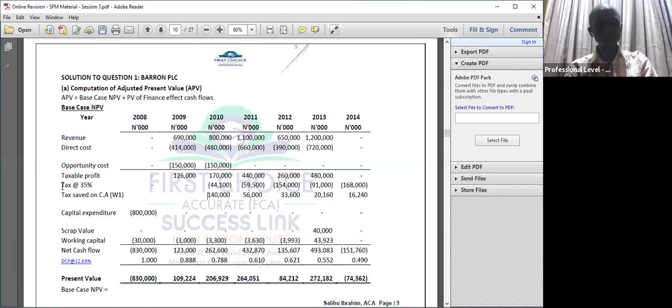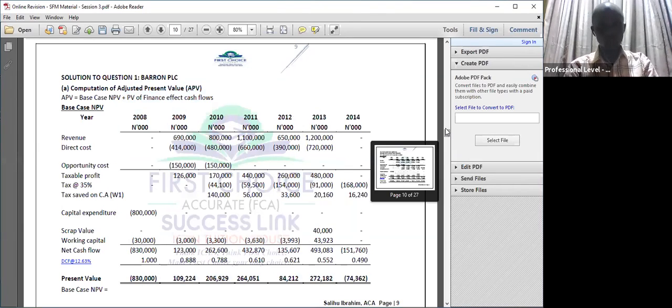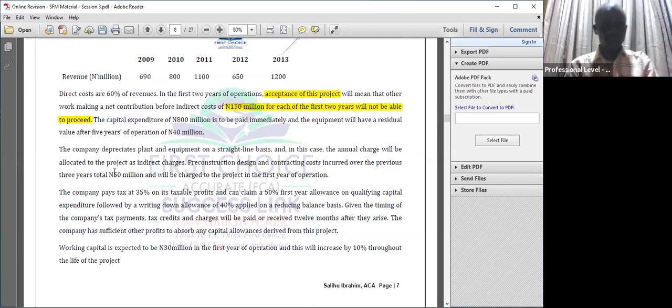Now, after I have gotten my tax, I need to go and do my tax saved on capital allowance. Now I go back to the question. How am I asked to compute my capital allowance? The question says, the company depreciates plant and equipment on a straight line basis, and in this case, the annual charge will be allocated to the project as indirect charge. Okay, that's not what I want to pick. This is the information I want to pick.